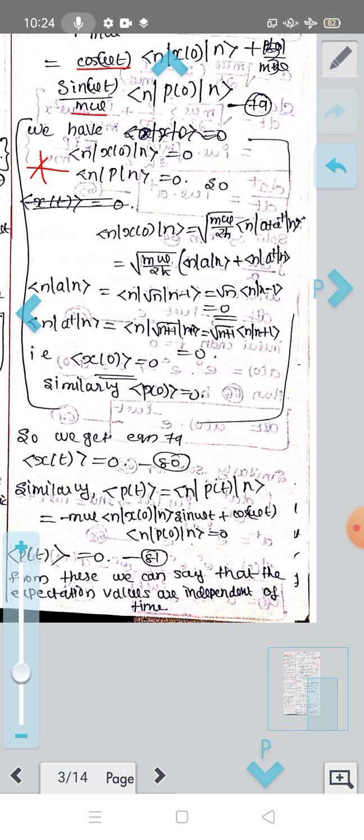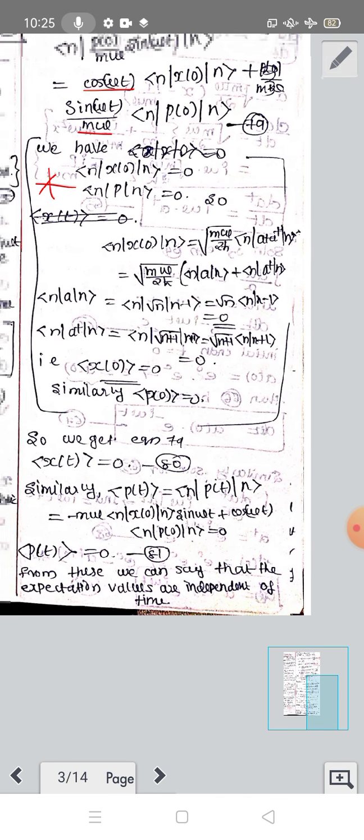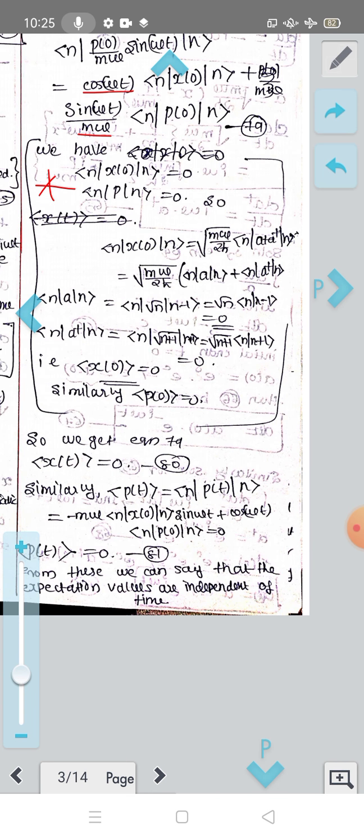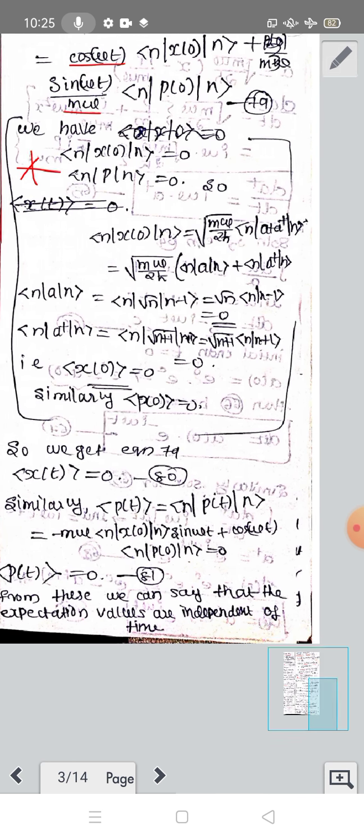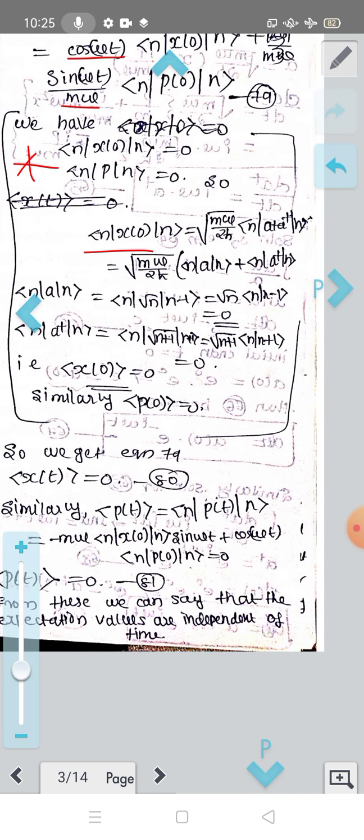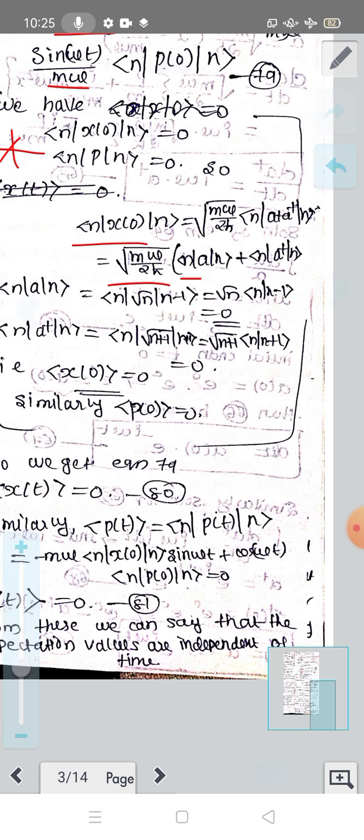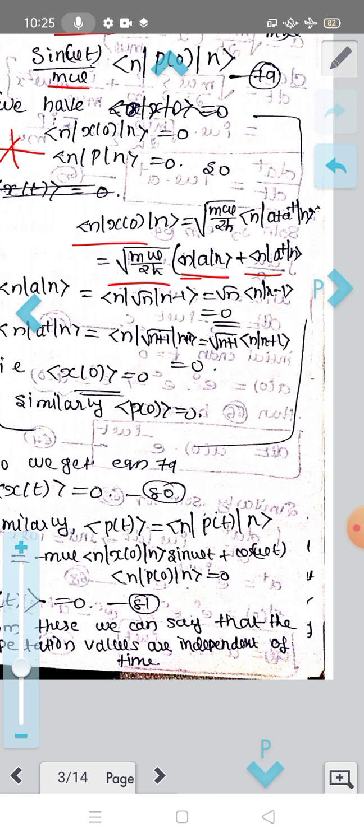So how will you get this as 0? It is given in these steps. It is not necessary to study; I am giving this just as an outlook, to show how you work with this bra and ket. So bra n x of 0 ket n, put the value of x of 0, which is root of m omega by 2 h cut, and bra n a plus a dagger ket n, that is equal to root of m omega by 2 h cut times bra n a ket n plus bra n a dagger ket n.